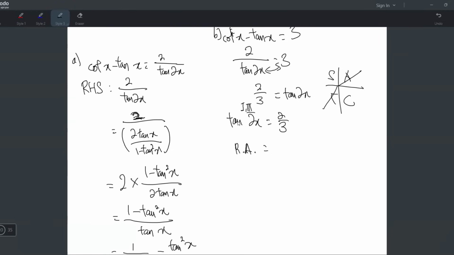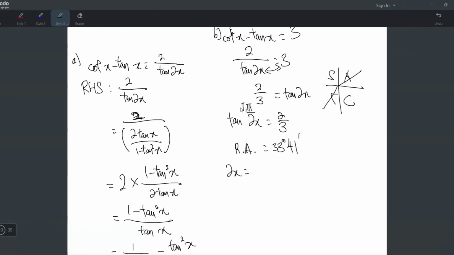And how to get it? Just press shift tangent 2/3. And if you have a negative here, you cannot press the negative. What is shift tangent 2/3? I always write in degree minute, so you get 33 degree 41 minute. If you want to write in decimal, can also, up to you. After you get your reference angle, now you can get the values for 2x.